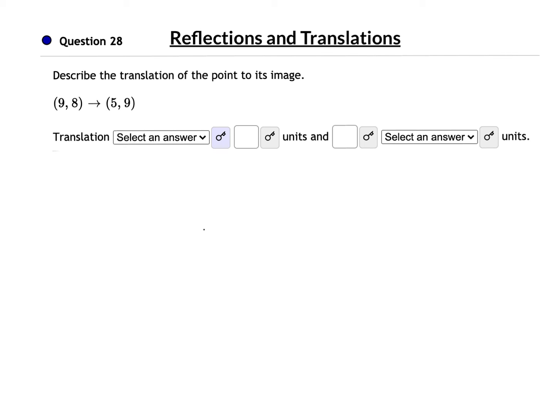Question 28. 9 is becoming 5. 9 decreases by 5. This is the x, so it's going to be going to the left, and that would be 4 units. 9 minus 5 is 4. 8 becomes 9. Y is increasing. It's going to go up. That is 1 unit up.